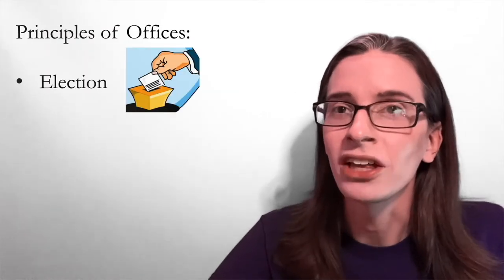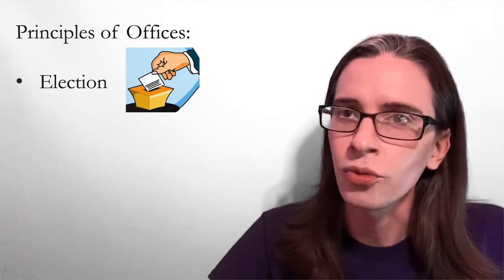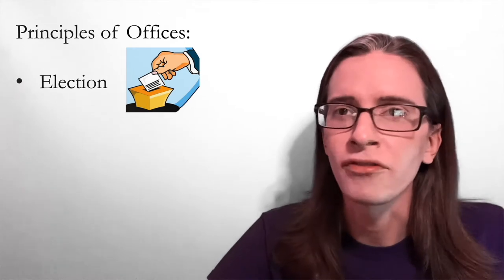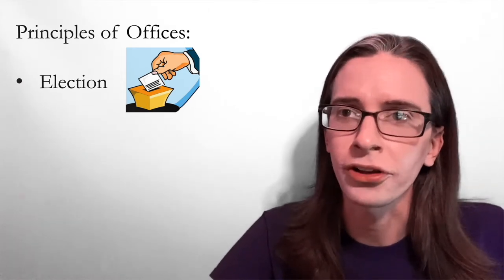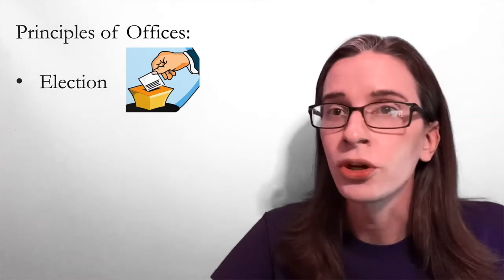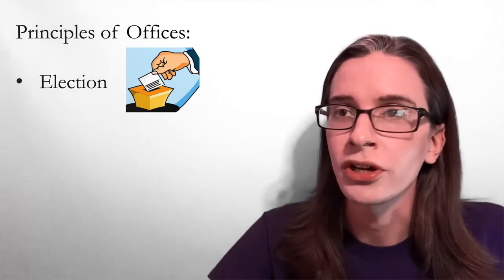Some principles of the offices in the Republic. Election. This is a big obvious one. Officials are elected by assemblies of the people, no gaining power by force or intrigue, as some did in the monarchy. Magistrates call the assemblies and propose the items to be voted on. There is no discussion or debate. Only the magistrates write the laws.